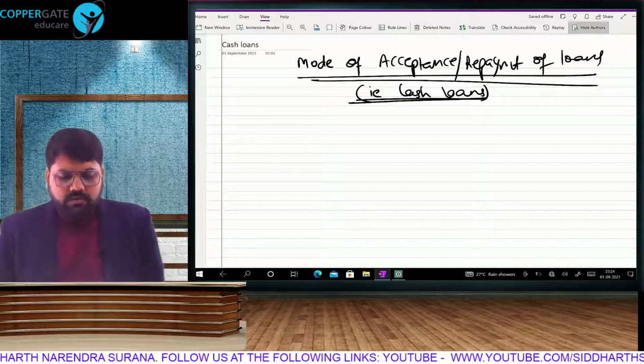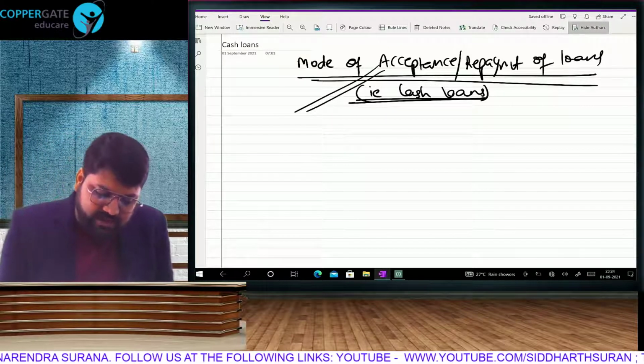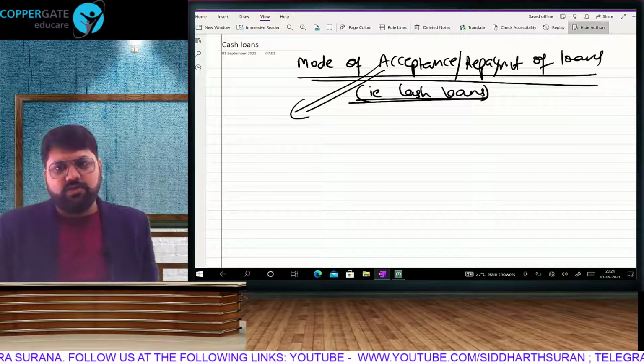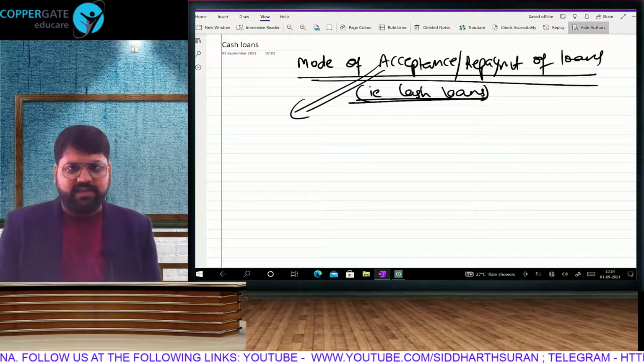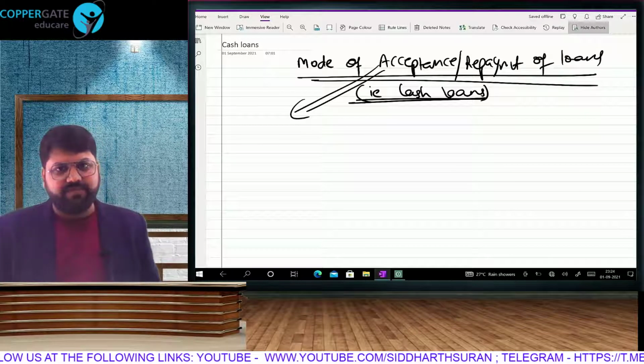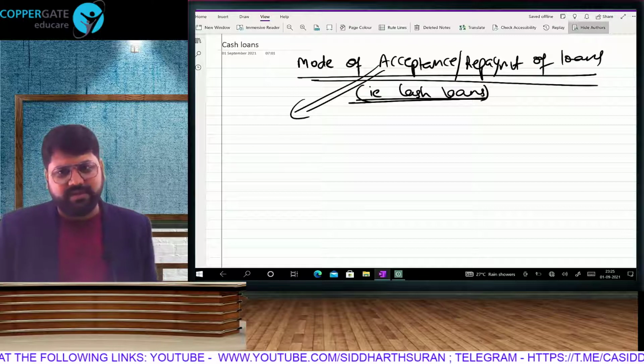Only 2 sections govern the chapter. It is a very small chapter. Today we have very little time left in the lecture, so it will start but obviously not get over. Tomorrow this chapter will get over with questions.